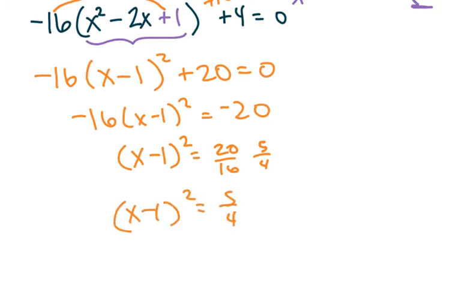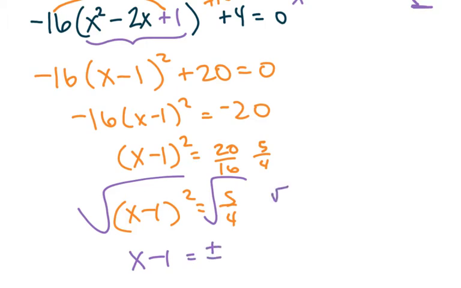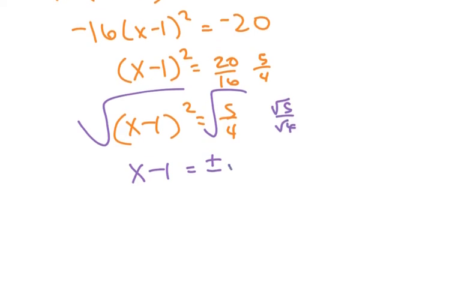I'm going to take the square root of both sides. So x minus 1, actually I don't need the parentheses there, equals plus or minus. Okay, now the square root of 5/4 is the same as the square root of 5 over the square root of 4. And so just to simplify, I'm going to write the square root of 5 over 2. And then I'm going to move my 1. So x equals 1 plus or minus the square root of 5 over 2.